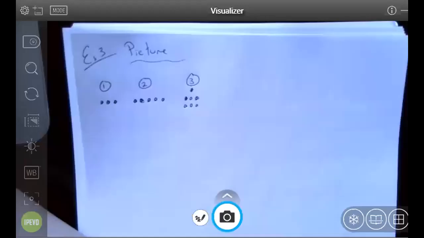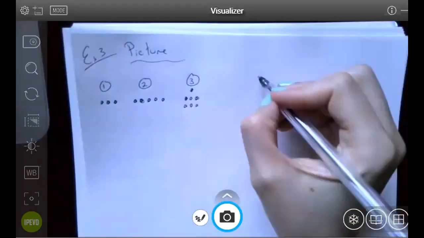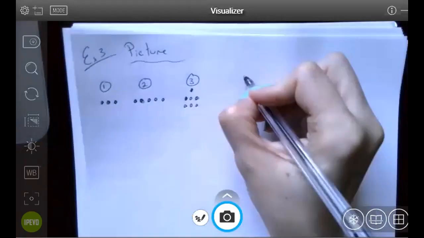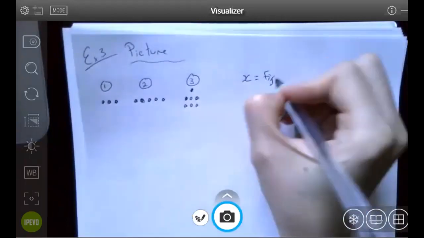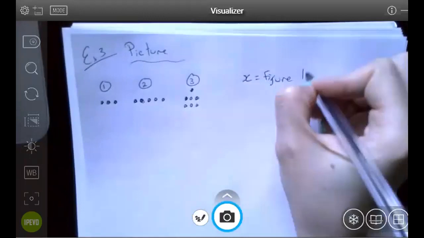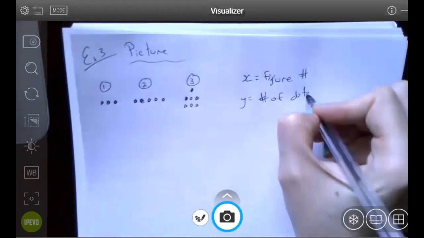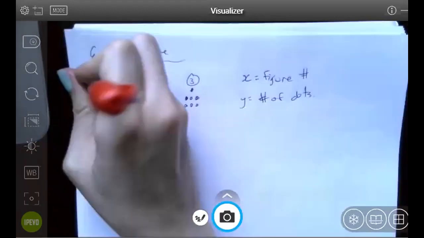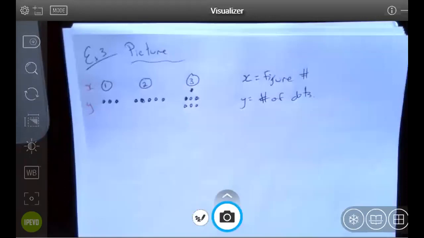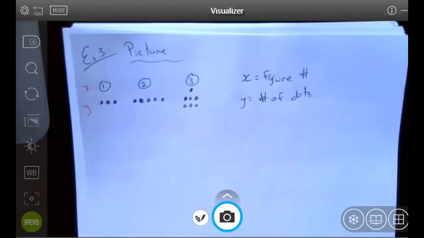Okay, the third example that we're going to look at is how we write the equation if we're given a picture. So the first thing I'm going to do is identify my variables. So I'm going to say that X is my figure number and Y is my number of dots. So essentially I'm saying these are my X's, these are my Y's. Now that I have that, I'm going to go on and find my rate of change.